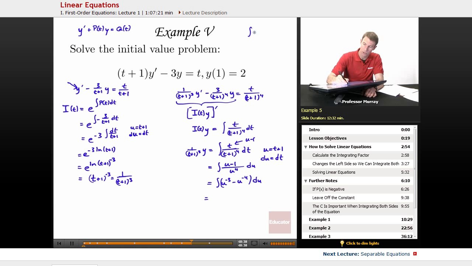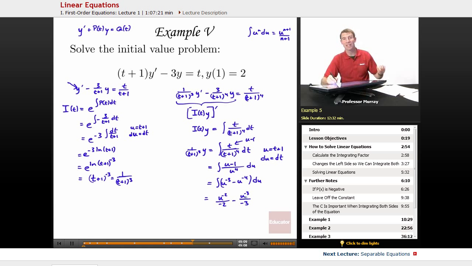The integral of u to the n du, learned this back in first semester calculus, is u to the n plus 1 over n plus 1. And so if n is negative 3, n plus 1 is negative 2. So this is u to the negative 2 divided by negative 2. Now n is negative 4, so u to the negative 3 divided by negative 3.